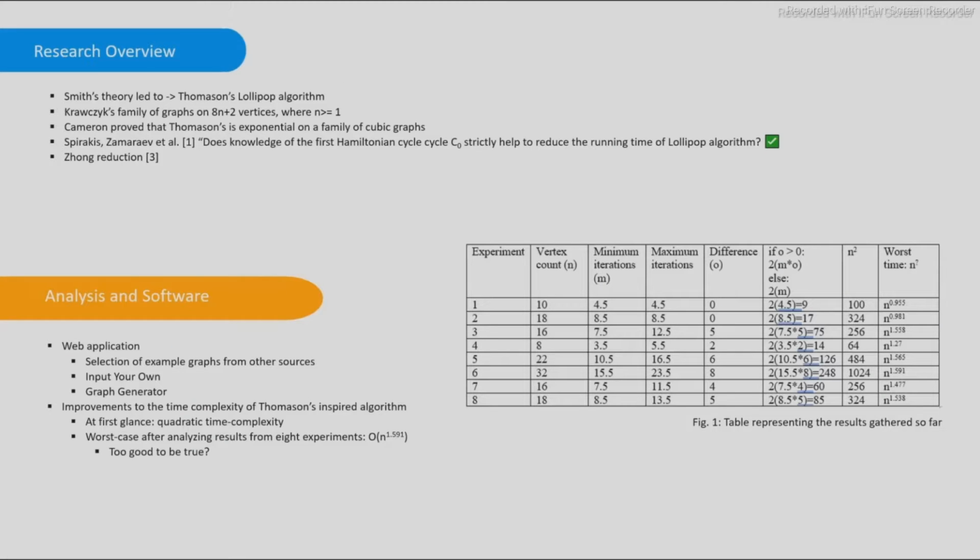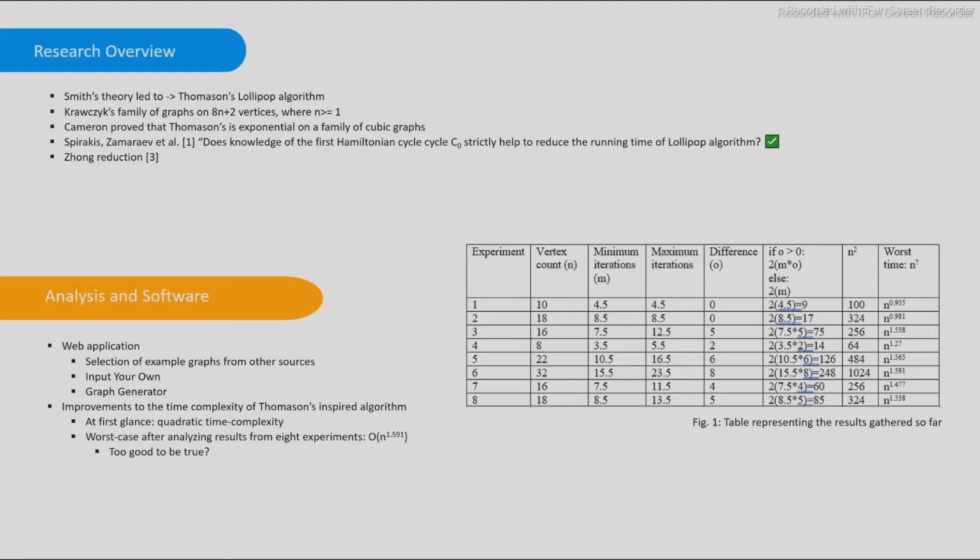So Smith's theory led to Thomason's lollipop algorithm, and Kravchuk's family of graphs on 8n plus 2 vertices where n is bigger than 1. Then Cameron proved that Thomason's is exponential on the family of cubic graphs. And then Spirakis and Zamaraev showed us that the answer to does knowledge of the first Hamiltonian cycle C0 strictly help to reduce the running time of lollipop, and it does. Then we've seen Zong's reduction. And so let's go over to this analysis of my software.